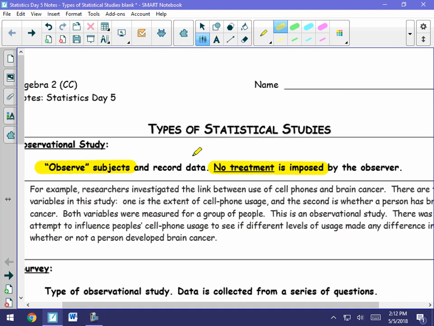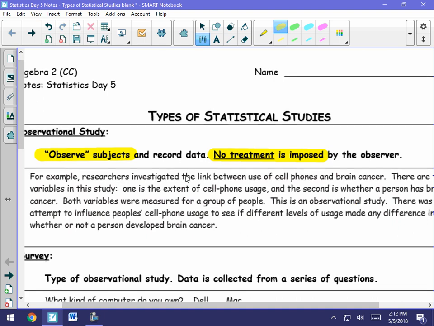So, for example, researchers investigated the link between the use of cell phones and brain cancer. There are two variables in the study. One is the extent of cell phone usage, and the second is whether a person has brain cancer. Both variables were measured for a group of people. This is an observational study. There was no attempt to influence people's cell phone usage to see if different levels of usage made any difference in whether or not a person developed brain cancer. They weren't doing anything with the people, they were just observing what happened. That's what makes it an observational study.